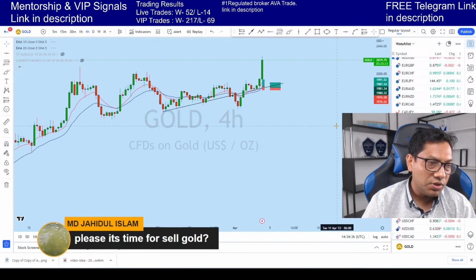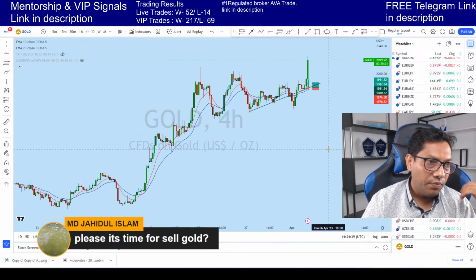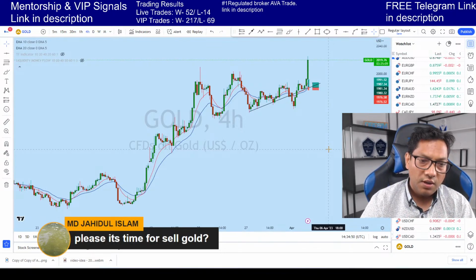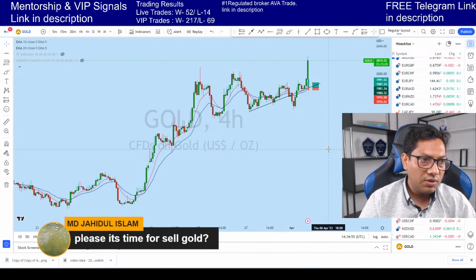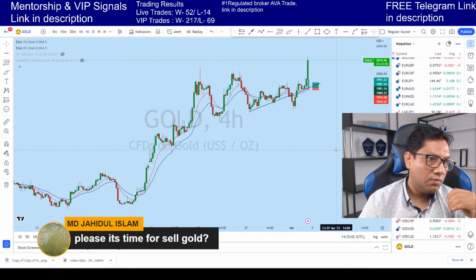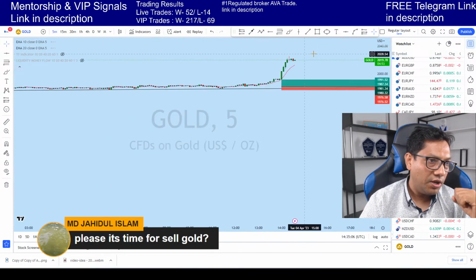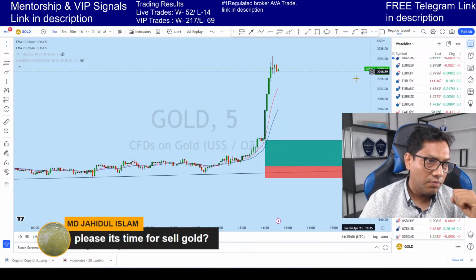You might be thinking to sell gold. That's not a right trading practice. Always buy on a bull market in a pullback, sell on a bear market on a pullback. Okay, if you see a top, thinking to sell is not a good idea at all. I'll say be patient and wait for an entry for a potential bullish setup.